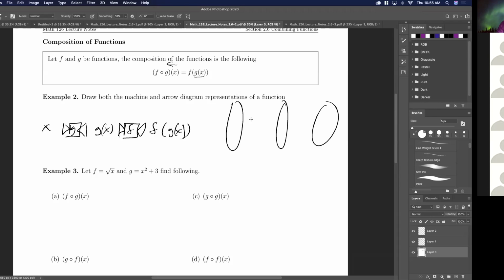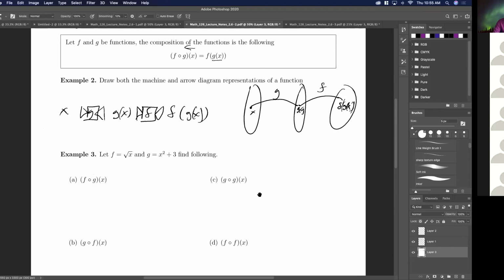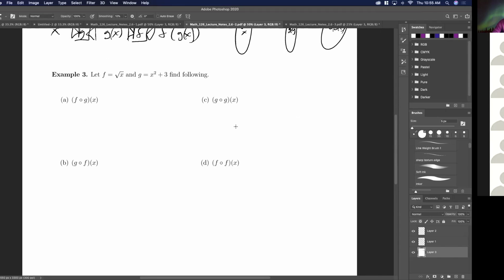Or here, if I start with an x, I'm going to hit it with g first, and it's going to become g of x, and then I'm going to take g of x, hit it with f, and that's going to move to f of g of x. All right, so let's do that with this right here. It's actually easier seen by example.